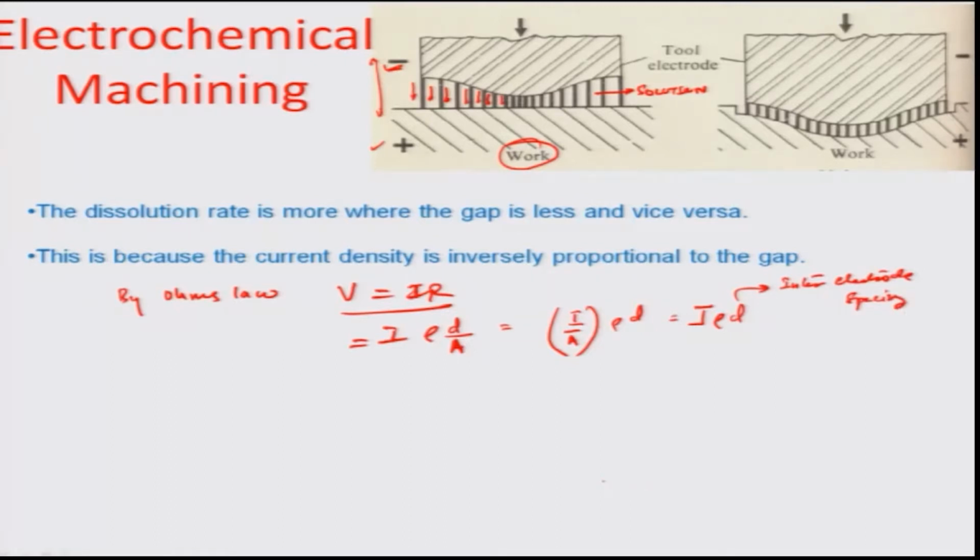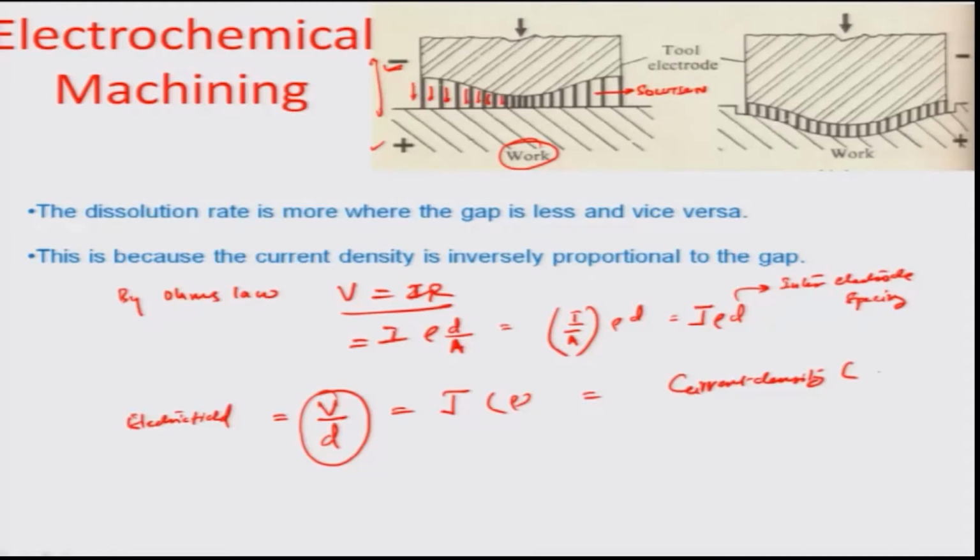So if I want to find out what is the field across this gap, the field would definitely be equal to the voltage per unit length, or the potential difference per unit length. So that is how the electric field is represented. And so in this case the electric field would be written as J times rho, okay. Our electric field is equal to the current density, current per unit area, times the resistivity of the medium.